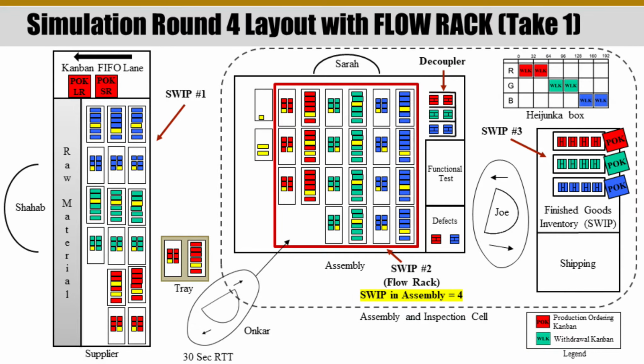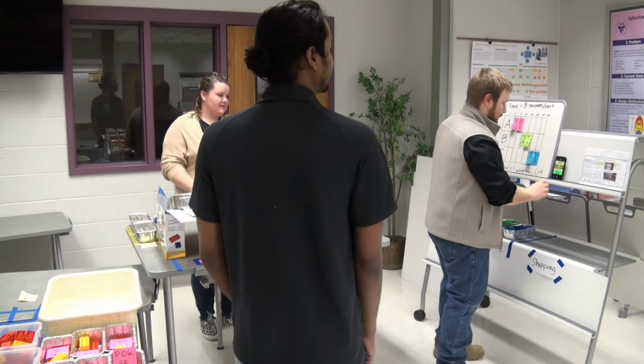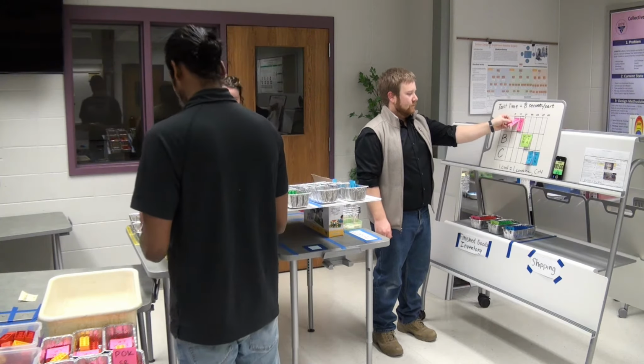So this is the physical layout of our manufacturing system for take 1 of this round. Notice that the standard work in process, or SWIP, in assembly is 4 units, and our run size with the Heijunka box is 8 units. Prepare. 3, 2, 1. Work.